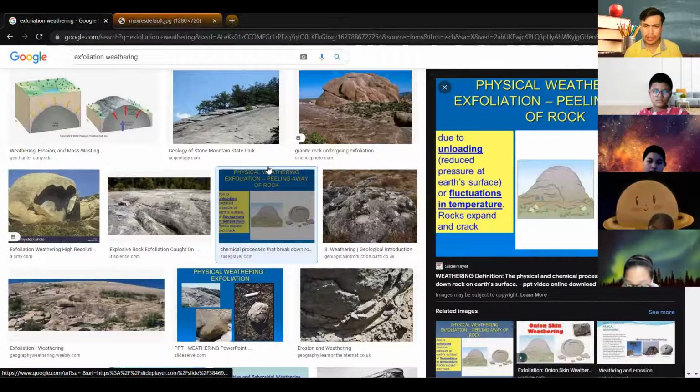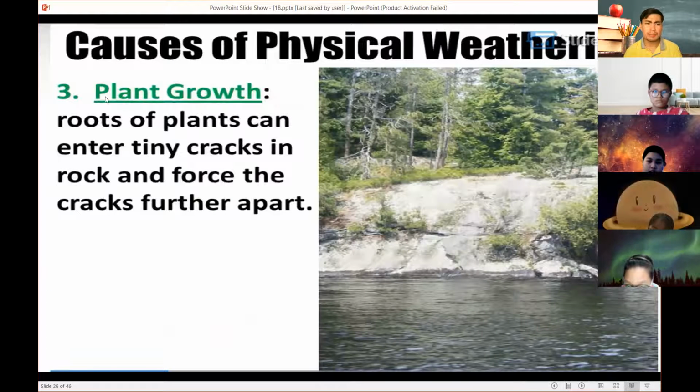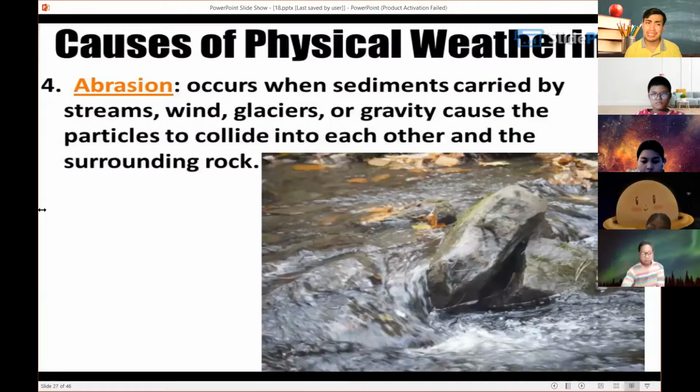No question about exfoliation? Okay. So next one is the plant growth. Look at this picture here. The roots of plants can enter into the tiny cracks in the rock and force the cracks farther apart. Of course, right? This is very common, and I think it's self-explanatory that when the roots of a tree go into the crack of the rocks, the roots will become bigger and bigger, then the rock will be broken down into pieces as well.